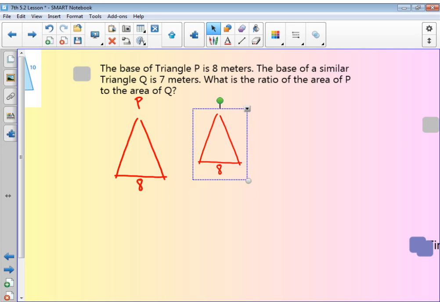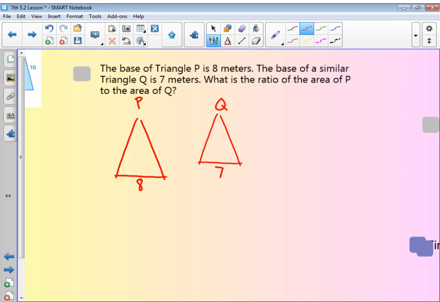But I'm going to shrink this one down a little bit, and instead of this being 8, it's a 7. And this was triangle Q. If you need the picture, you can use the picture. Some of you won't need it. Some of you will be able to read that and not need the picture.